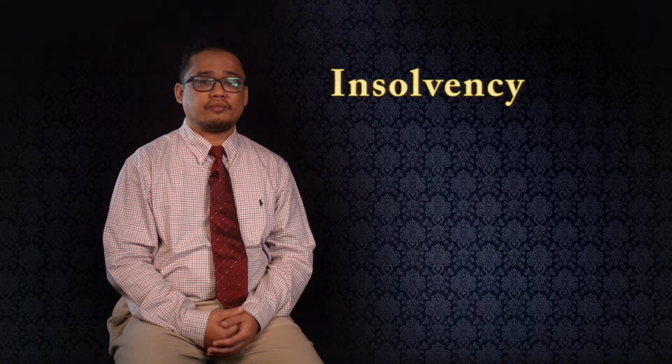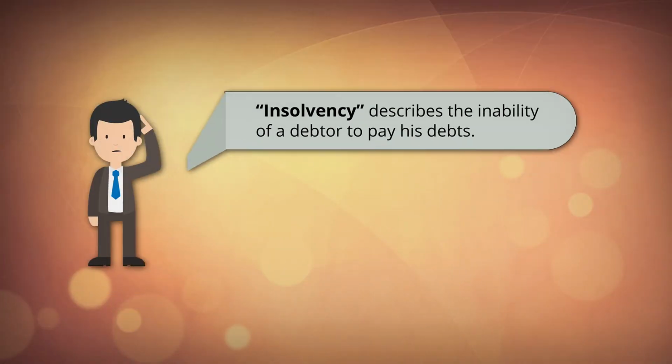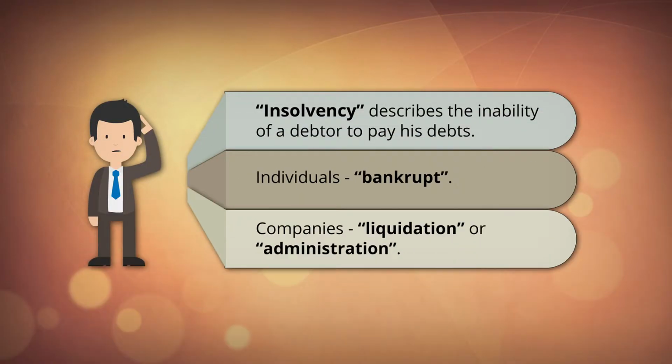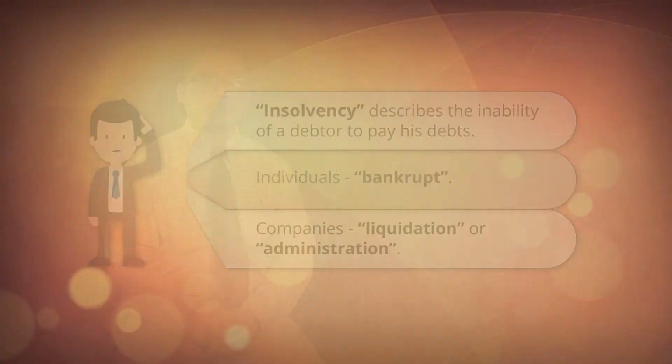Based on the decision and written information received from both parties, the whole process can take up to 28 days and the decisions are binding. Now, insolvency. Insolvency describes the inability of a debtor to pay the debt. In the United Kingdom, insolvent individuals are made bankrupt, while companies are put into liquidation or administration.